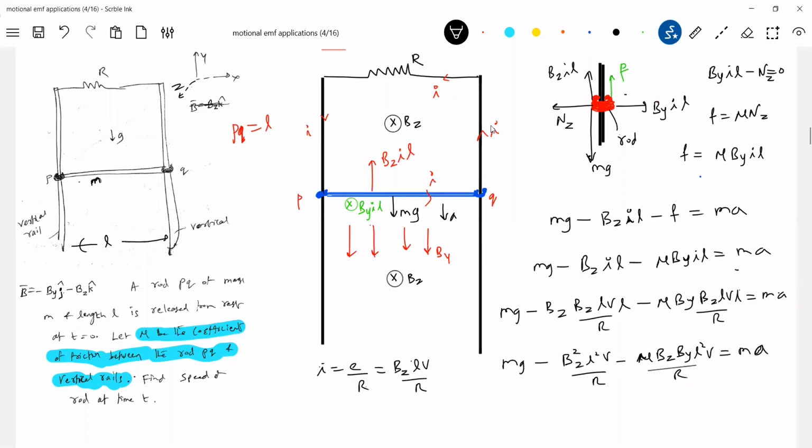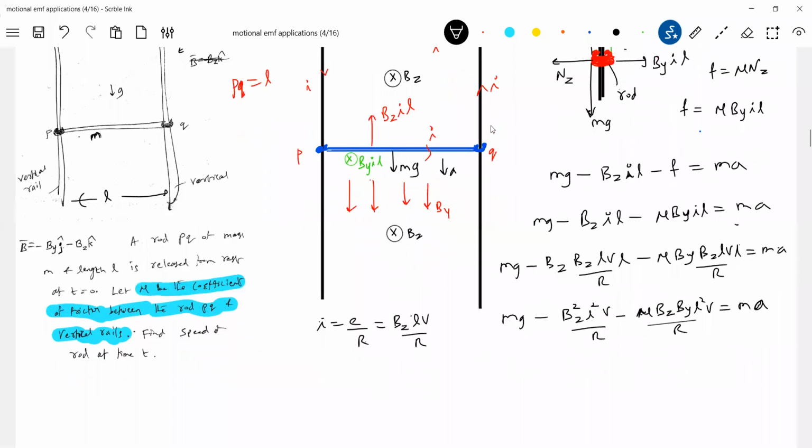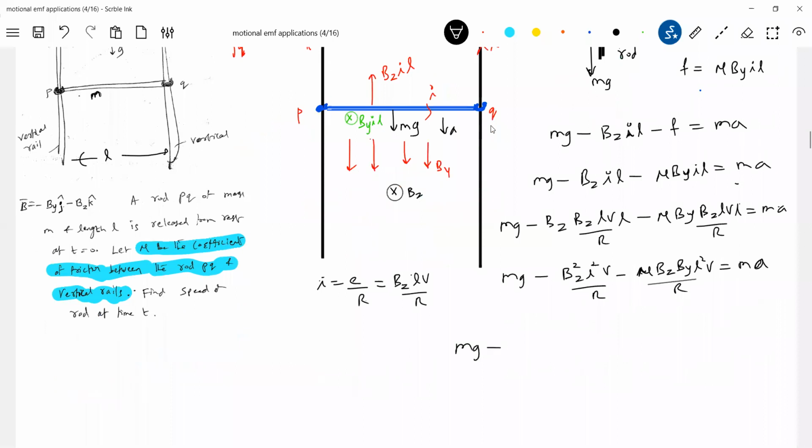I think now you know integration. Apply that integration and try to solve. V you take common. I think I'll leave the mathematics to students, please do work out. So BZ square L square V by R plus mu BZ BY L square V by R equal to m dV by dt. Adjust all the things, you'll get expression again for V as a function of time, and that's what it's asking: find the speed of the rod at time t.